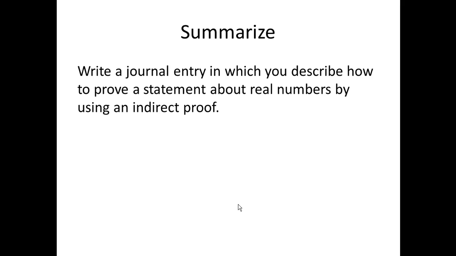Alright, so for your summary activity, this is what you're going to do. You're going to write a journal entry in which you describe how to prove a statement about real numbers by using an indirect proof.